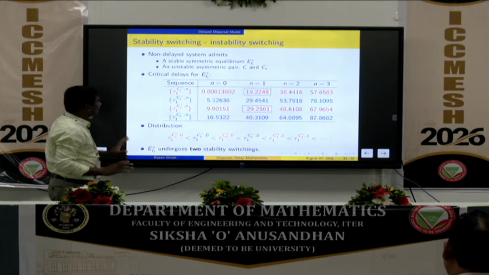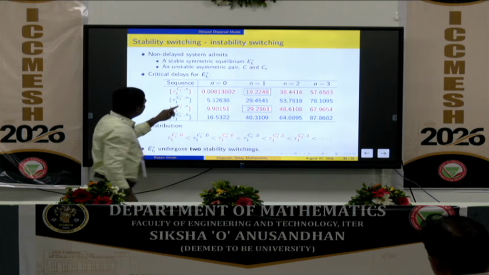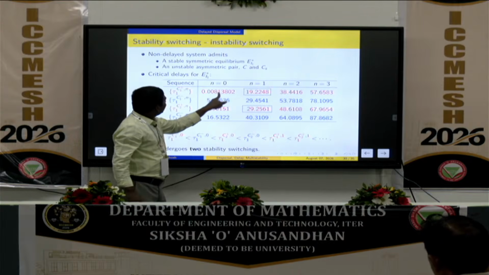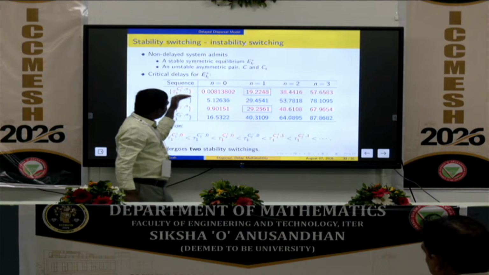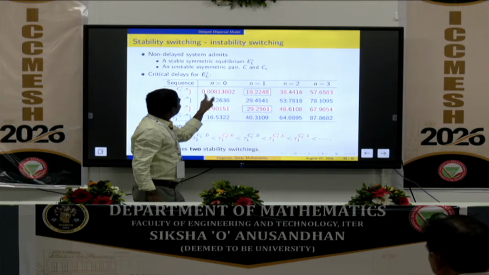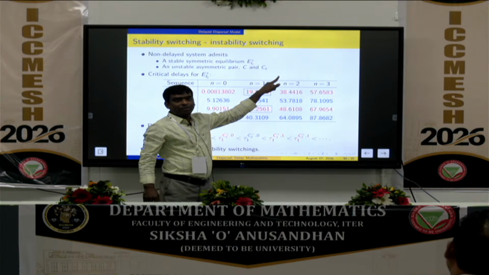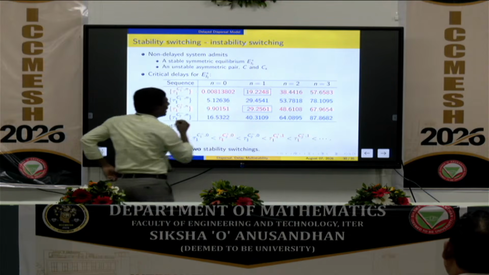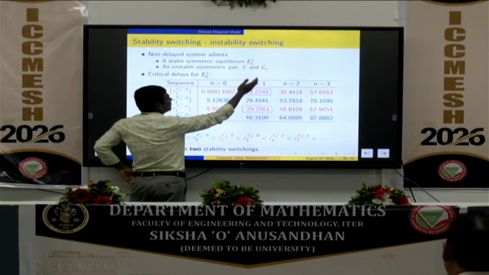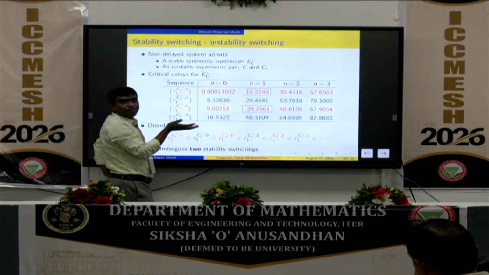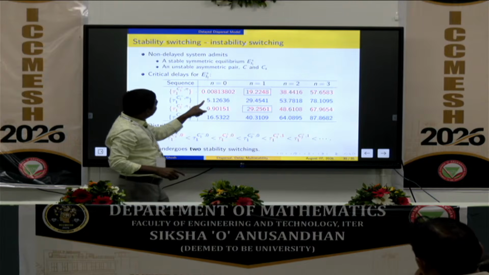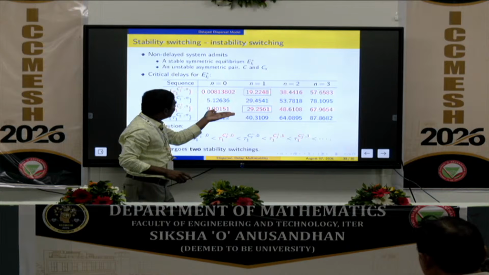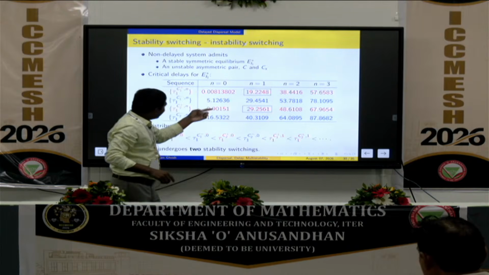Now what is happening? See the distribution. The first member is this one. Initially your equilibrium was stable, stable up to this value. The moment you increase the delay, a pair of eigenvalues will cross to the C plus plane, and then the equilibrium will be unstable. The next value is this one. Then that pair will come back to the C minus plane, and in the C plus plane there is no eigenvalue with positive real part, so the equilibrium will be stable. Next, it will remain stable up to this level.